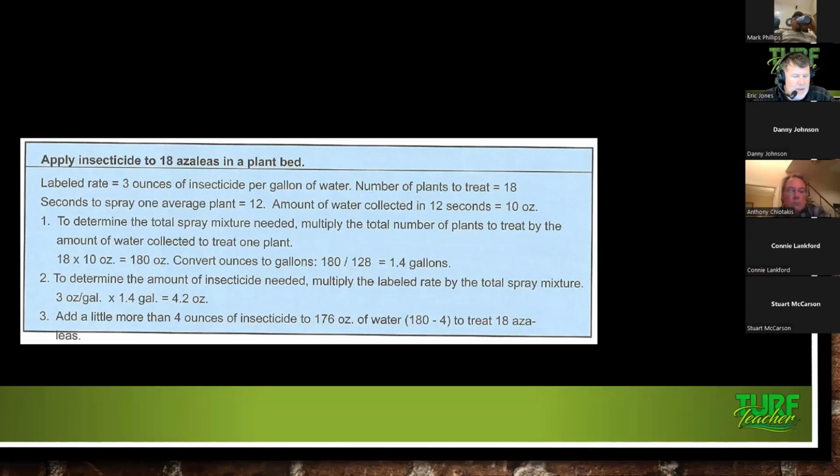To determine the amount of insecticide needed, multiply the label rate by the total spray mixture: 3 ounces per gallon times 1.4. We need 4.2 ounces. So add a little more than 4 ounces of insecticide to 176 ounces of water. Again, that's 180 minus 4, to treat the 18 azaleas.